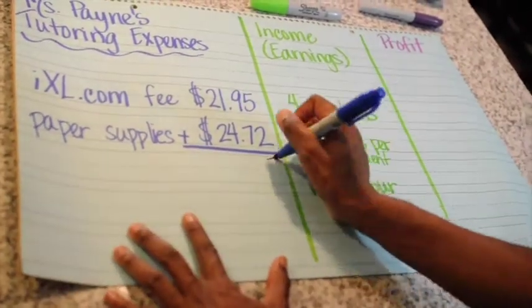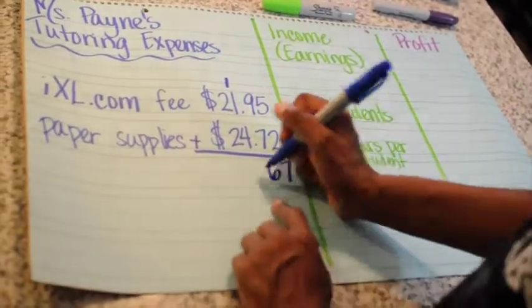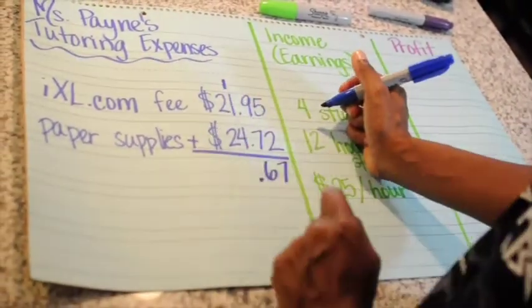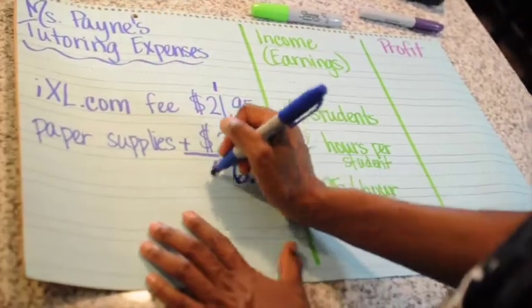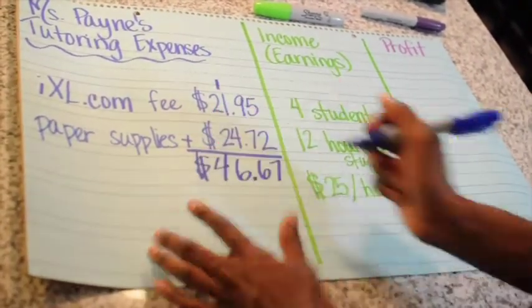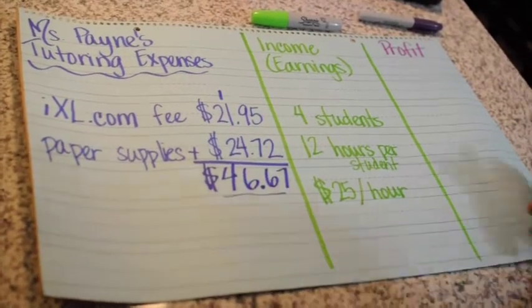5 plus 2 is 7. 9 plus 7 is 16, so 6, carry my 1. Don't forget to bring down my decimal point. 1 plus 1 is 2. 2 plus 4 is 6. 2 plus 2 is 4. So my total expenses are going to be $47.67.